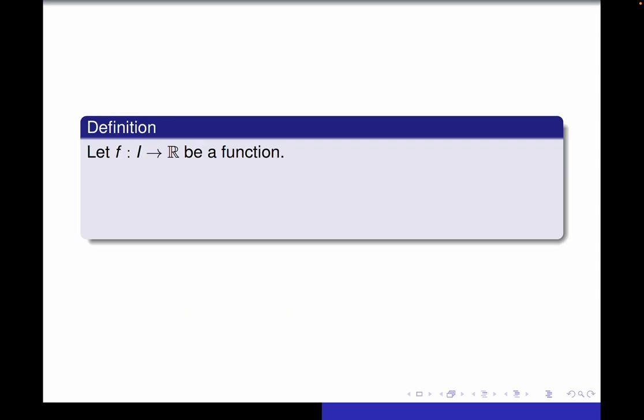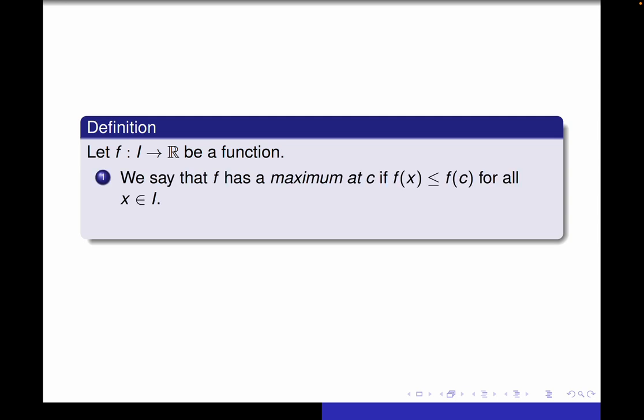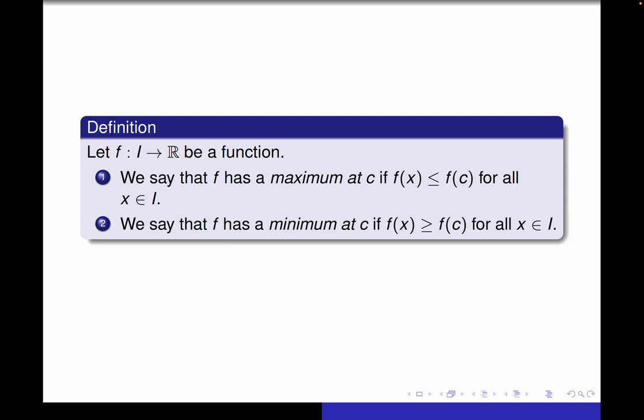So now another definition. If we have f, a function from an interval I to the real numbers, we say that f has a maximum value at c if f of x is less than or equal to f of c for all x in I. And we say that f has a minimum at c if f of x is greater than or equal to f of c for all x in I. And for both of those, the value f of c is, in the first case, the maximum value of f, and f of c is the minimum value of f when it's a minimum.